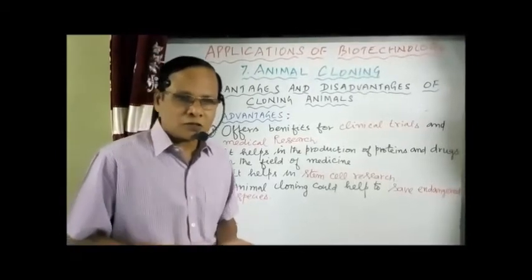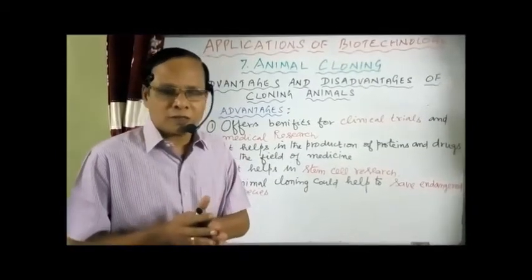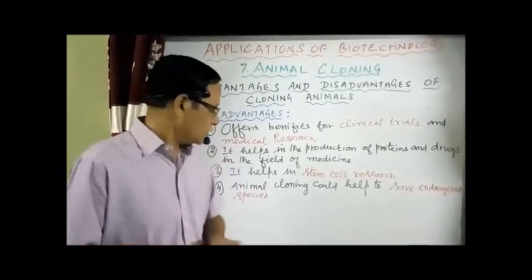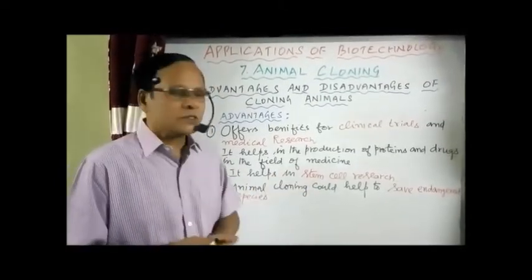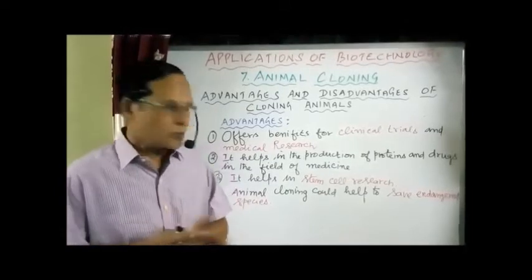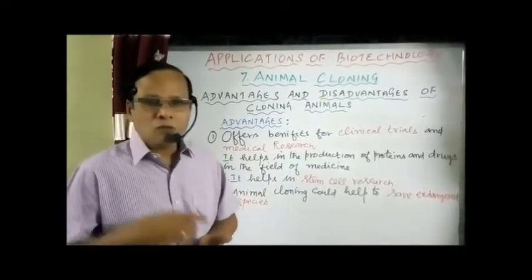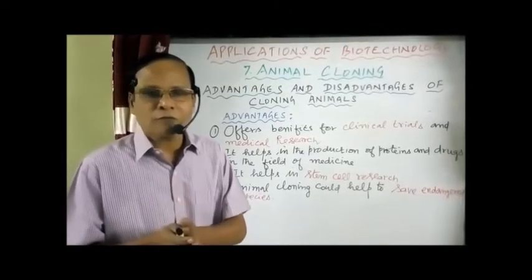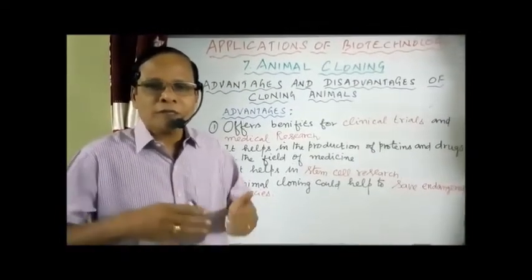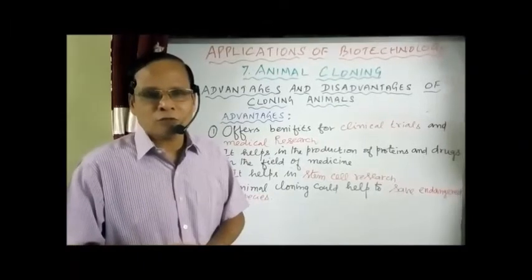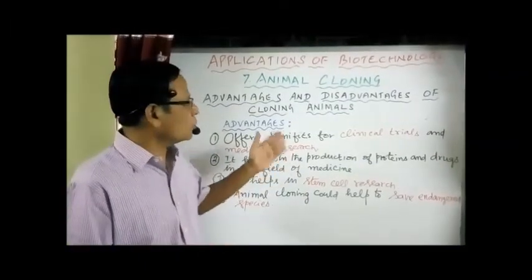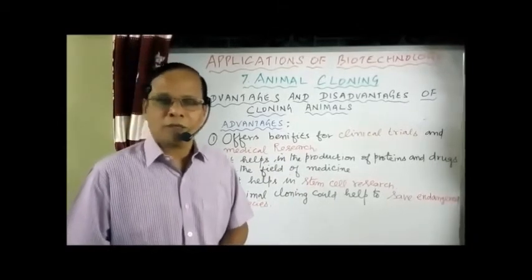But ethical issues are there. We cannot clone human beings, but we can clone animals. So animal cloning would help to save endangered species, those animals which are at the verge of extinction, where we have only a few individuals. We can increase the number of that species by the process of cloning. So these are some of the advantages of cloning animals.